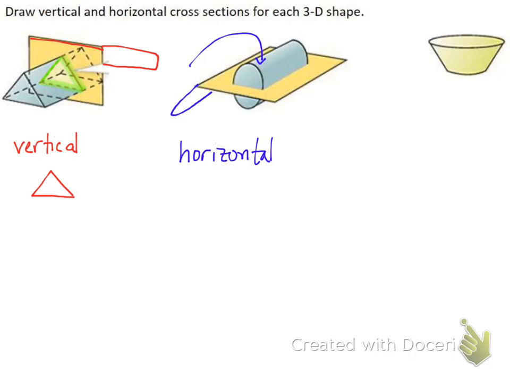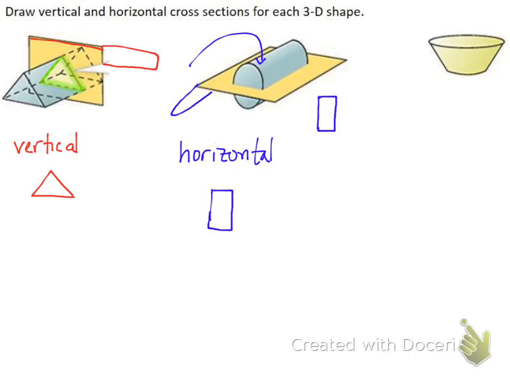If I'm looking directly at a cylinder, if I stand it up, it's just going to end up looking like a rectangle because I can't see the rounded edges. So horizontal cross-section is going to be a rectangle. It'd be just like I'm cutting a pop can in half, and then I'm looking at the pop can.